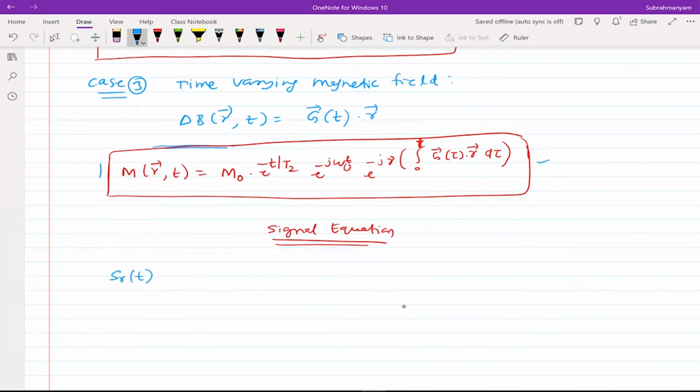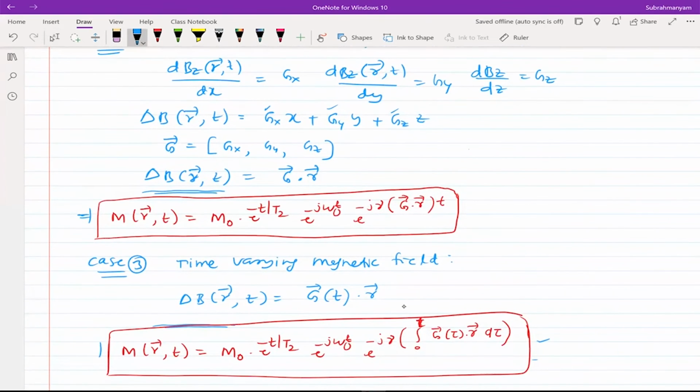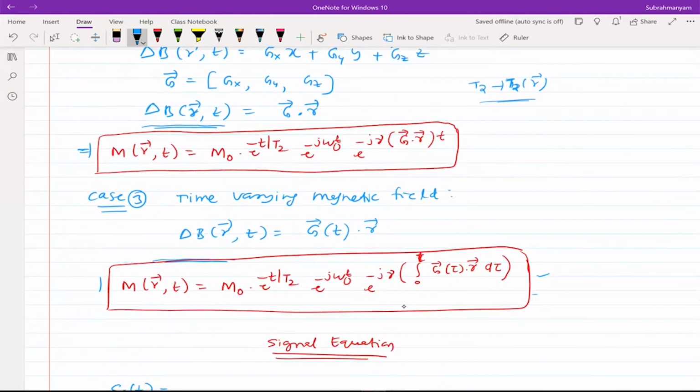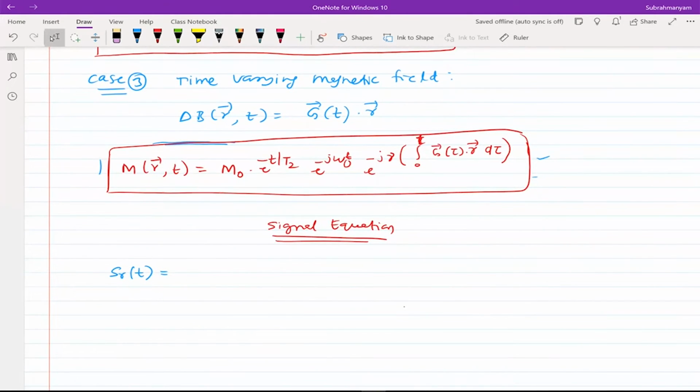Whatever signal you are going to get, let's call it S of t. By the way, let me make one more change. Wherever there is T2, you replace it with T2 of r bar, because you are considering that your sample is non-uniform, an inhomogeneous sample. Other than that, it's not going to change anything. Now the signal that we would be getting will be from the entire volume of your sample. If you take all of it put together, that's what would give you the signal from M of r bar comma t.